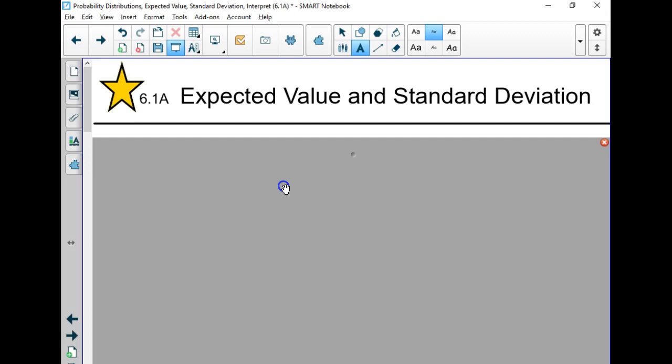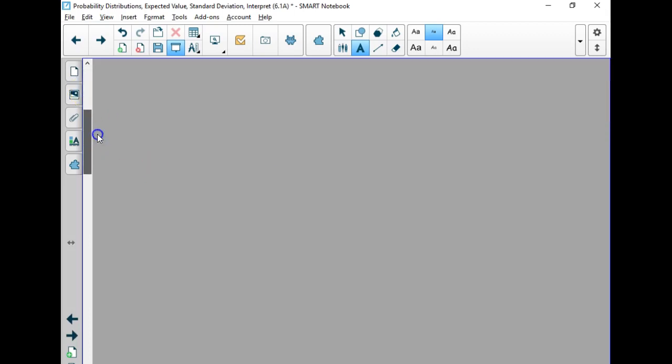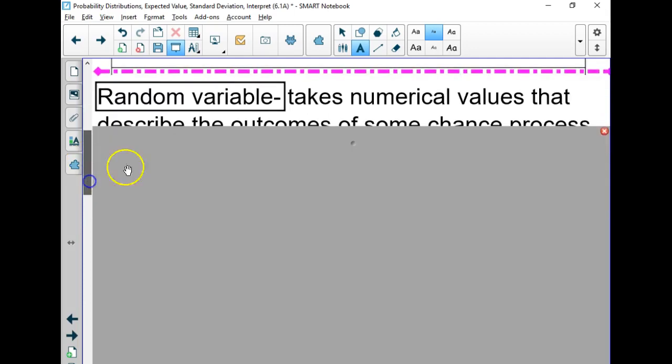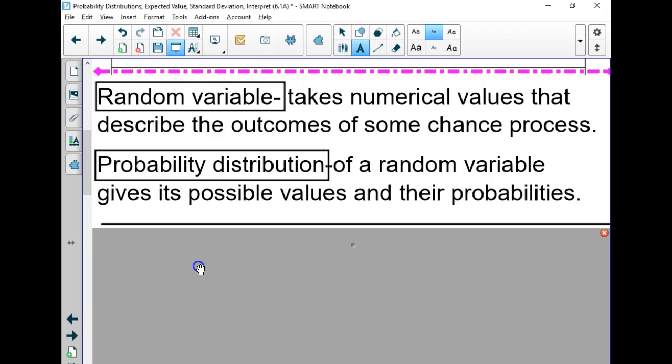I'm going to go through this really fast, so pause where you need to. Expected value and standard deviation. That's the main thing you need to get through. I have two definitions. I don't really find the need to talk about it for a long time, so just pause and get those down. What a random variable is and the probability distribution.